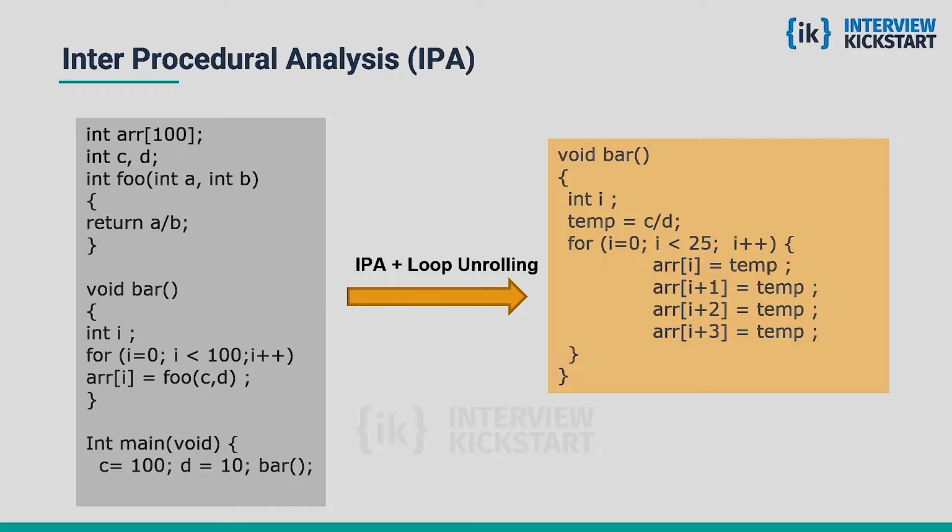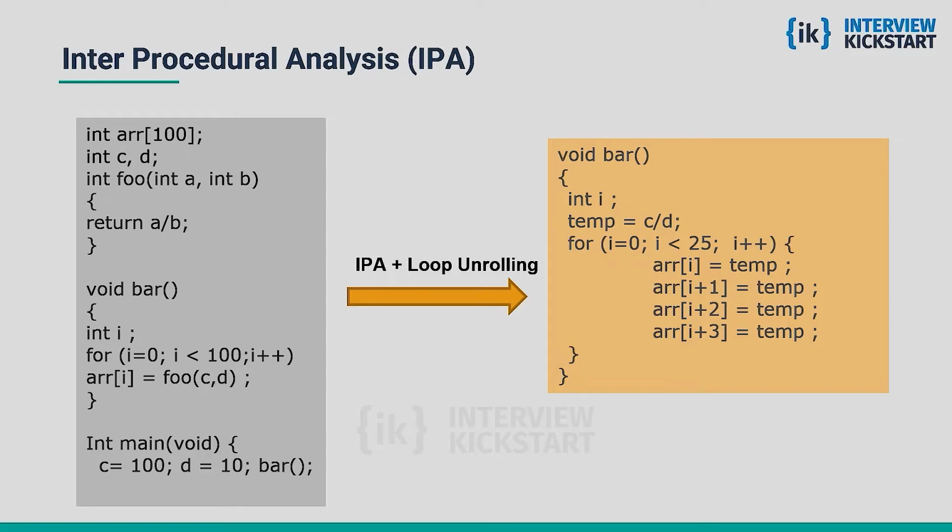Now the foo itself does very little. It's just returning a by b, integer division of a by b, and the result is stored in the array. If you look at the optimization with the inter-procedural analysis, basically it can store the temp. So this function call is doing nothing but a by b every time it is called, it can be stored in a temporary variable, a temp equal to c by d, and it can be used for assigning.